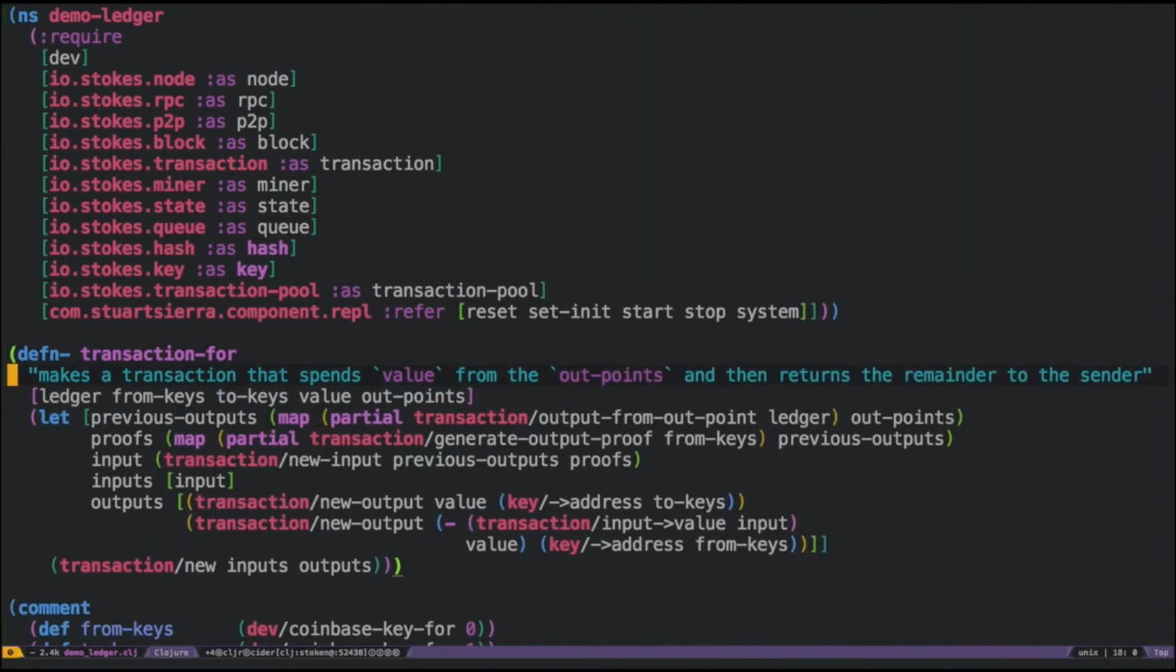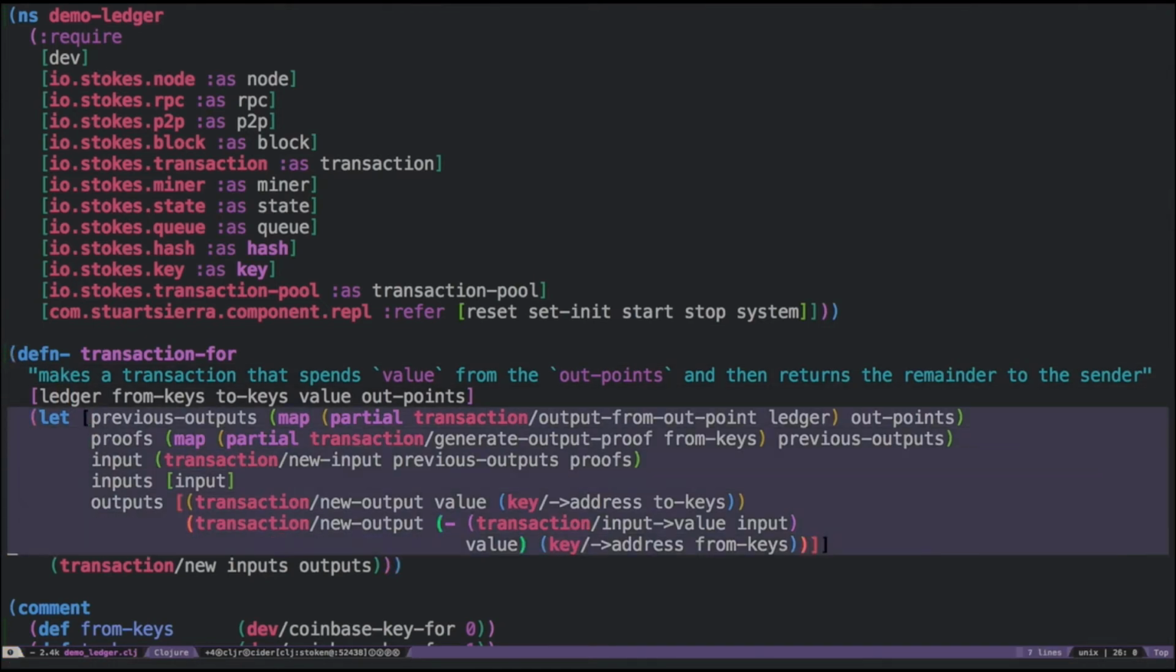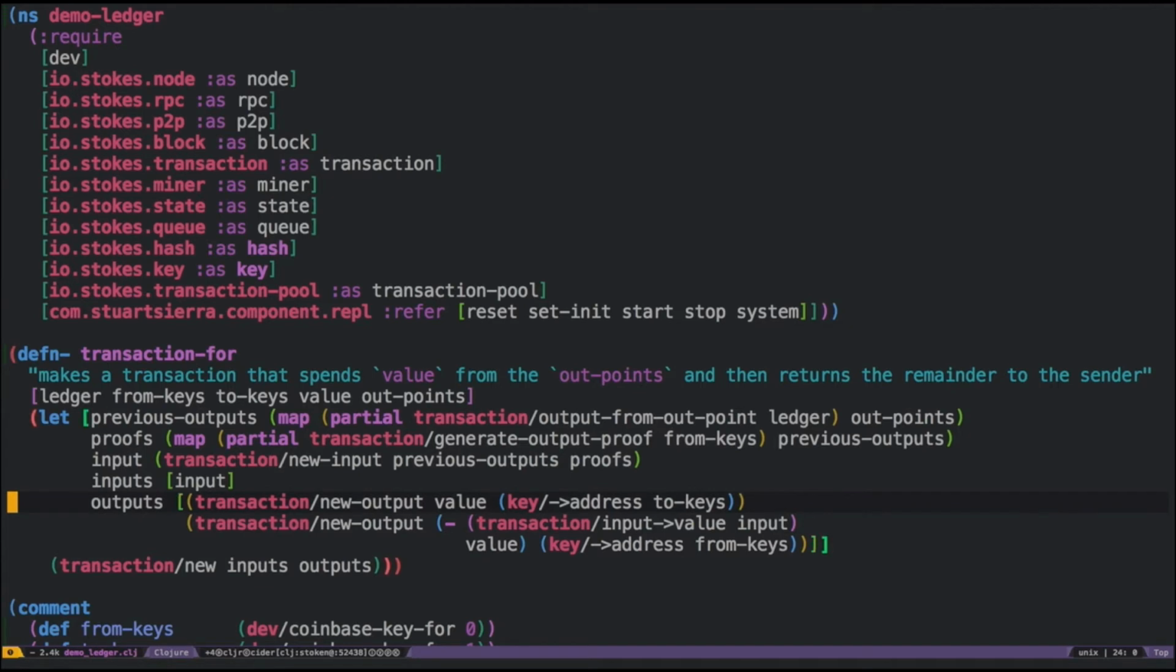Okay, let's see. The first thing is we have this nice little function that makes a transaction. There are a couple of things we have to do. This transaction in particular takes some number of outputs. It spends some value that we'll provide in a second, and it sends everything else, in the case that there is more than the value in inputs, back to the spender.